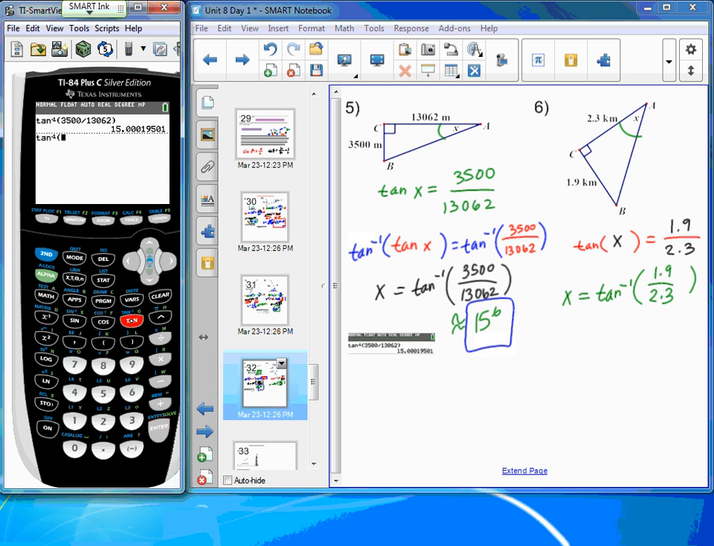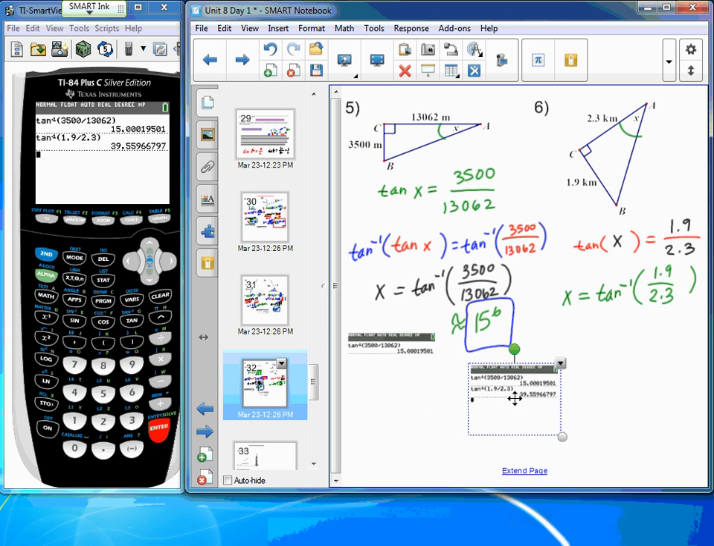Inverse tangent of 1.9 over 2.3 gives 39.56 degrees. Way to go. You guys are doing great. Awesome work.